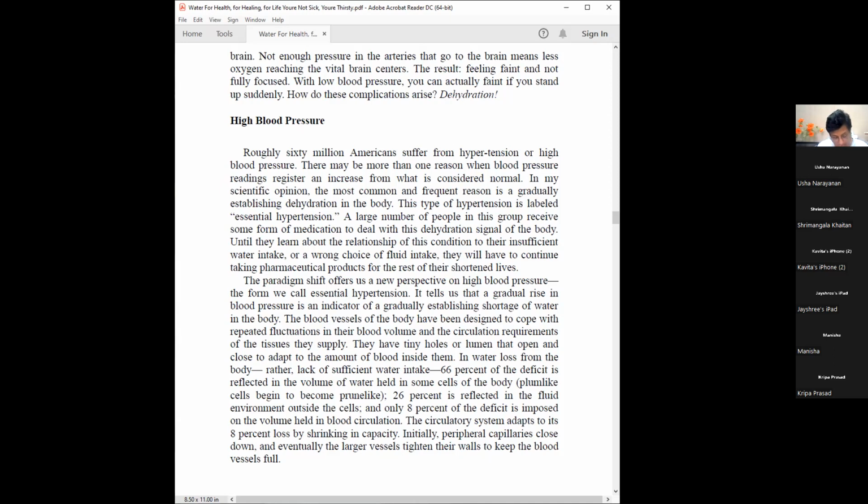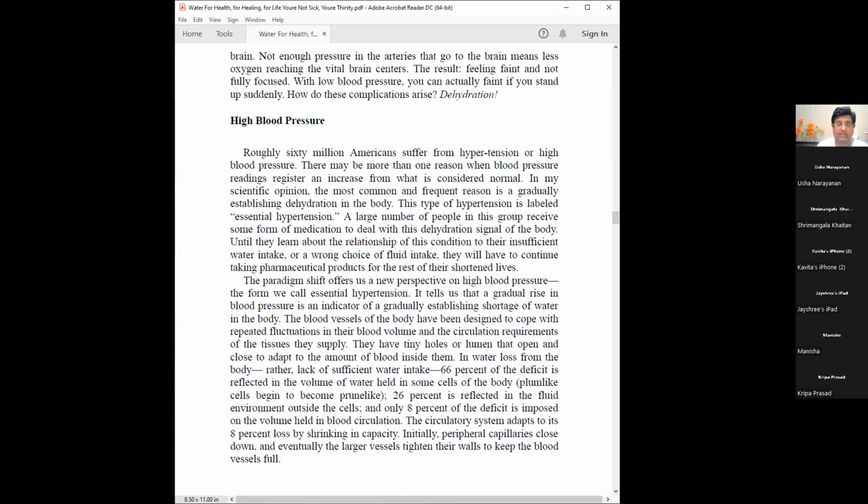High blood pressure. Roughly 60 million Americans suffer from hypertension or high blood pressure. There may be more than one reason when blood pressure readings register an increase from what is considered normal. In my scientific opinion, the most common and frequent reason is a gradually establishing dehydration in the body. This type of hypertension is labeled essential hypertension. A large number of people in this group receive some form of medication to deal with this dehydration signal of the body. Until they learn about the relationship of this condition to their insufficient water intake or a wrong choice of fluid intake, they will have to continue taking pharmaceutical products for the rest of their shortened lives.